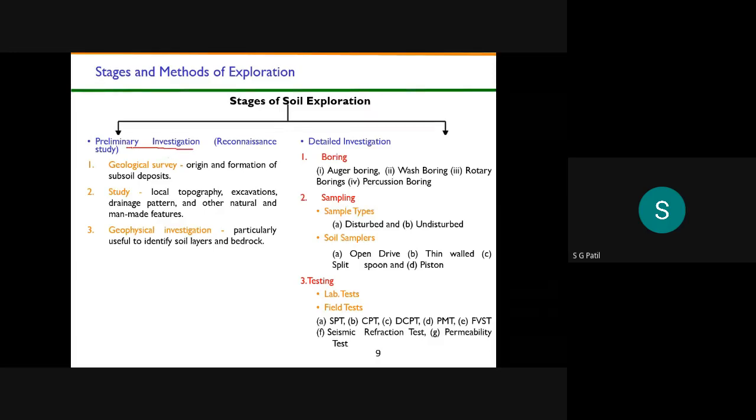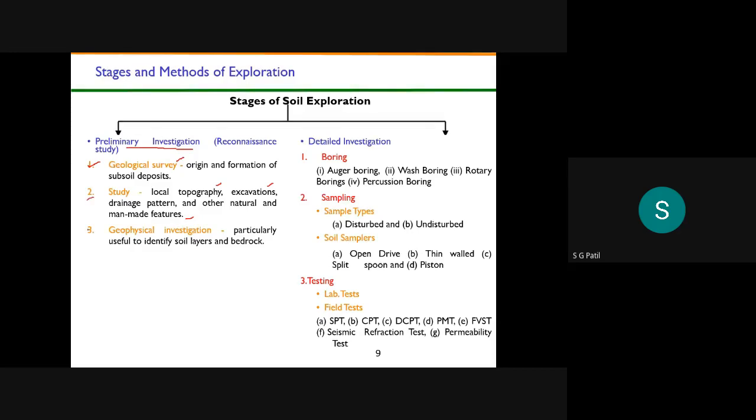In the preliminary investigation, we will do some geological survey. Also we will study the local topography, any excavations that are available, the drainage pattern, and the natural or man-made features. That also comes under the preliminary investigation.